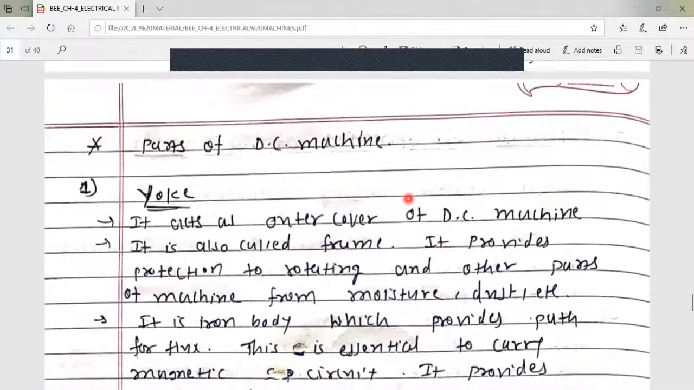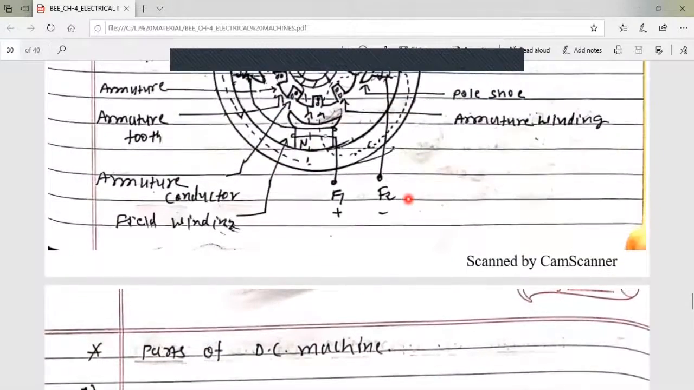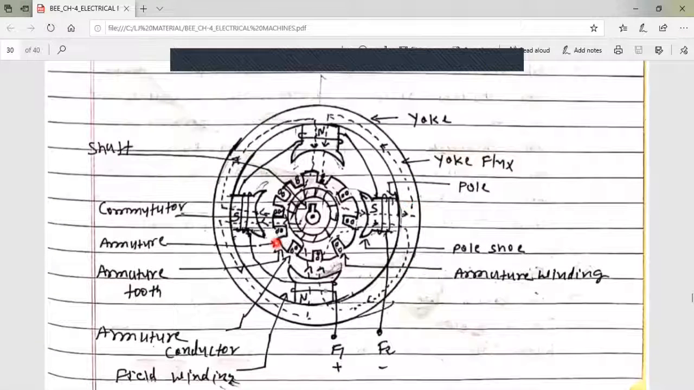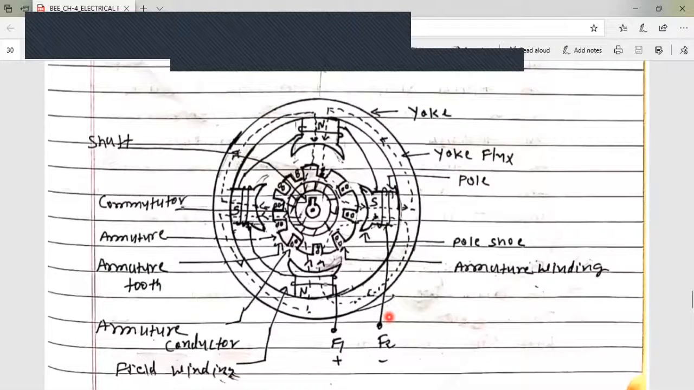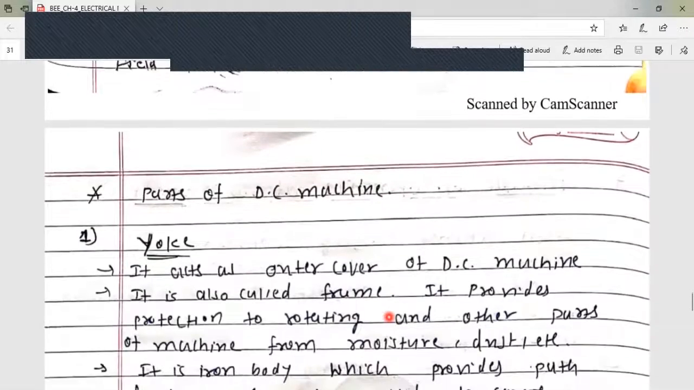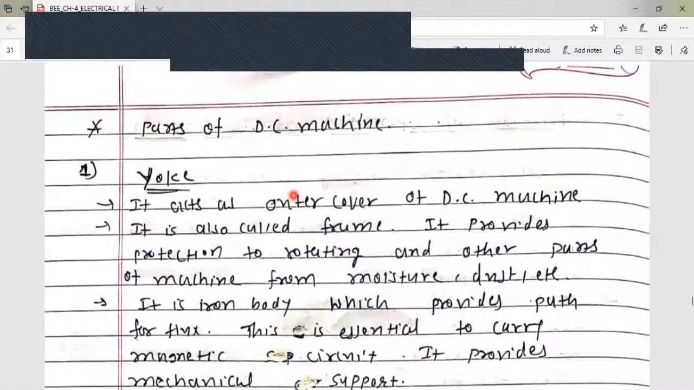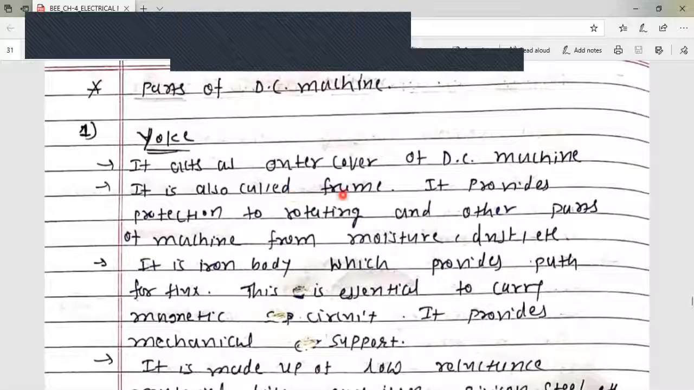First part is the yoke. See in the figure again, this outer part is the yoke. It acts as the outer cover of the DC machine. It is also called the frame. It provides protection to rotating and other parts of the machine from moisture, dust, etc. It is basically an iron body which provides a path for flux. This is essential to carry the magnetic circuit. So it provides mechanical support too.